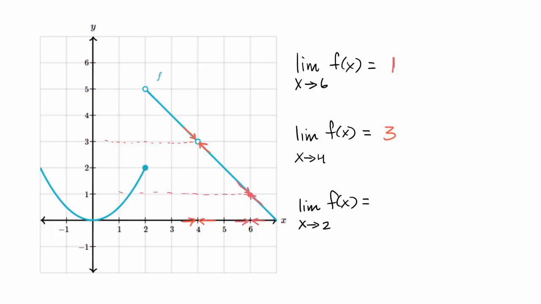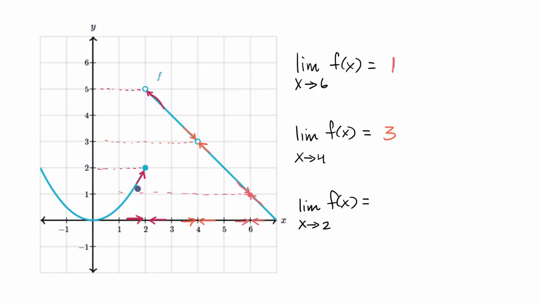Now let's think about the limit as x approaches 2. So this is interesting. The function is defined there. F of 2 is 2. But when we approach from the left-hand side, it looks like our function is approaching the value of 2. But when we approach x equals 2 from the right-hand side, our function is getting closer and closer to 5. It's not quite getting to 5, but as we go from 2.1, 2.01, 2.001, the value of our function is getting closer and closer to 5.